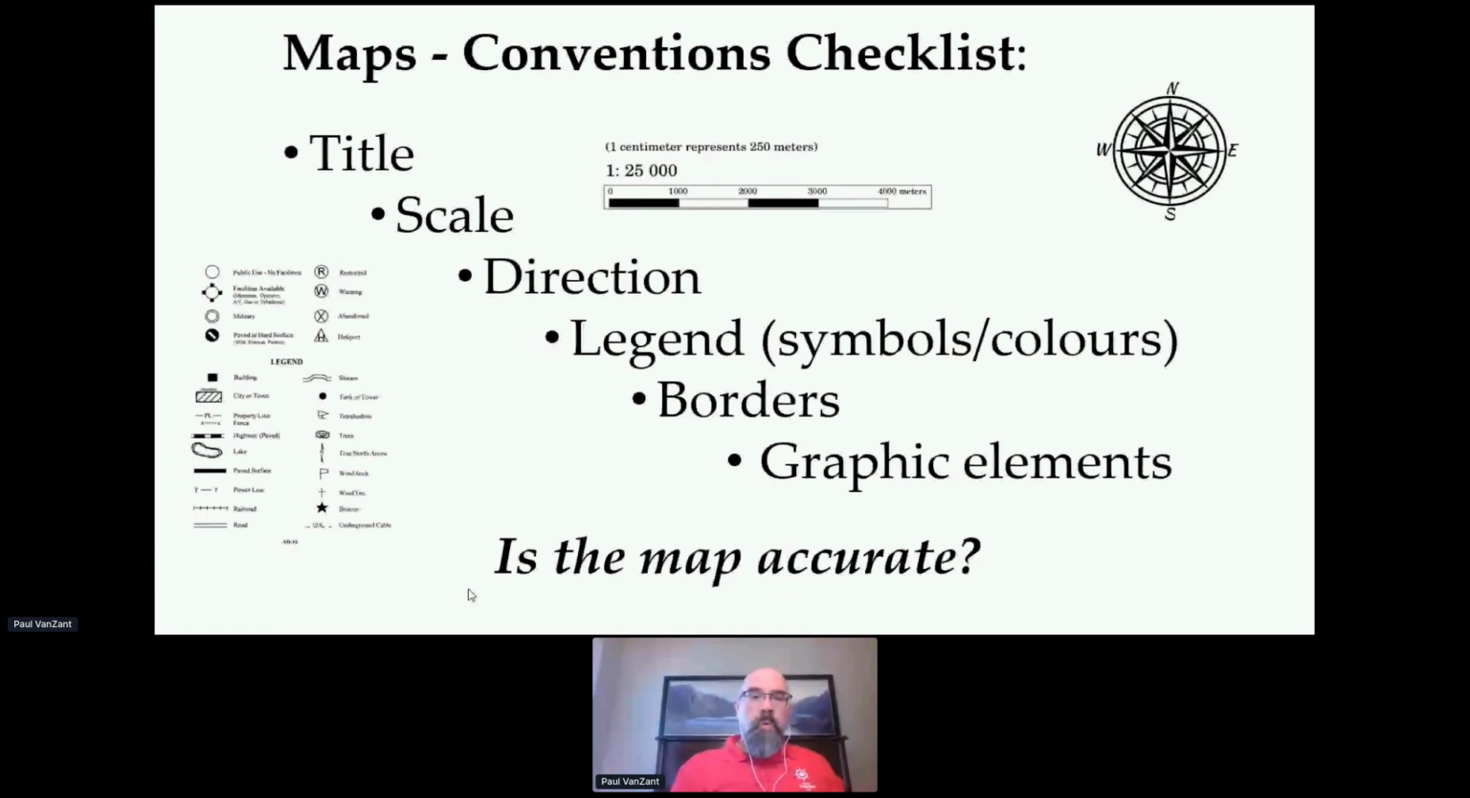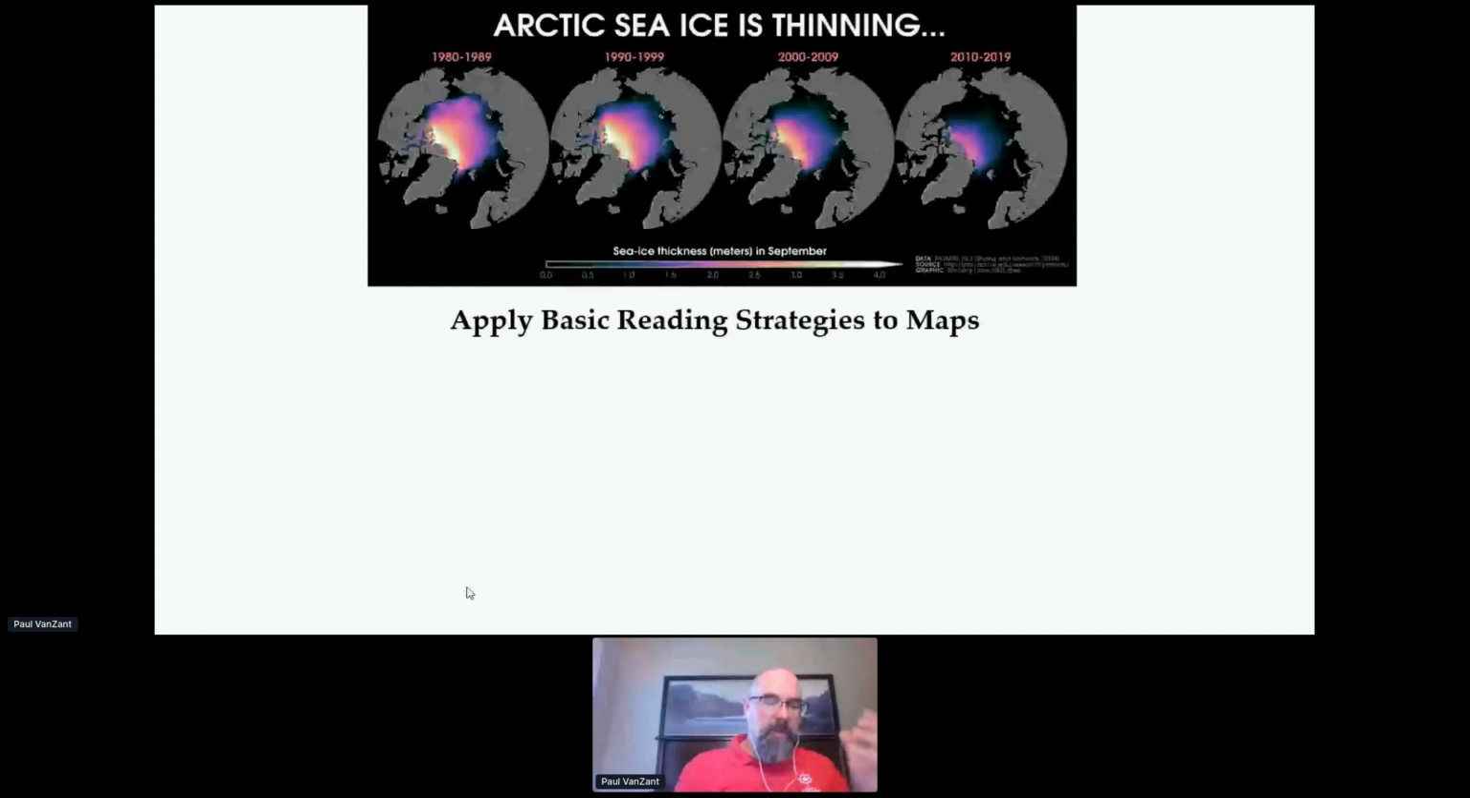I think that from a basic literacy perspective, we can apply traditional reading strategies to our maps by looking at before, during, and after strategies. This map, I guess, probably better referred to as a graphic, takes a look at Arctic sea ice, obviously, and how it is thinning.